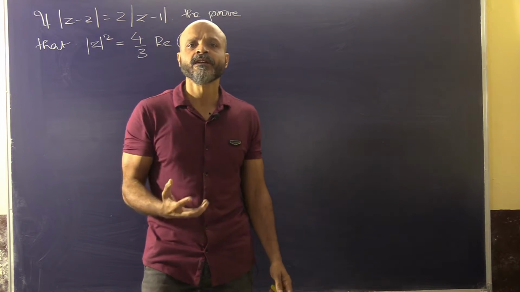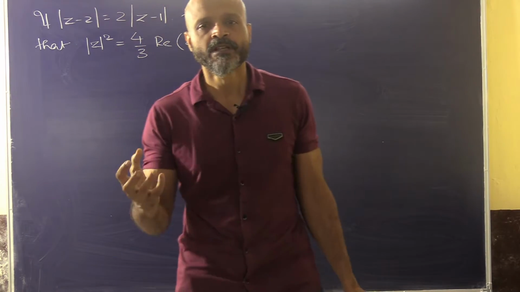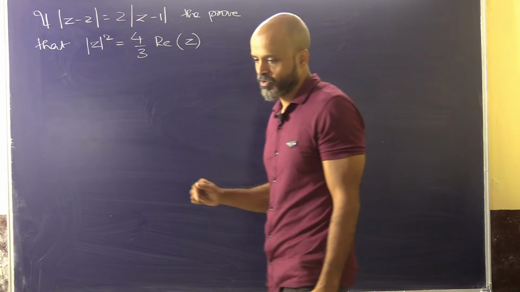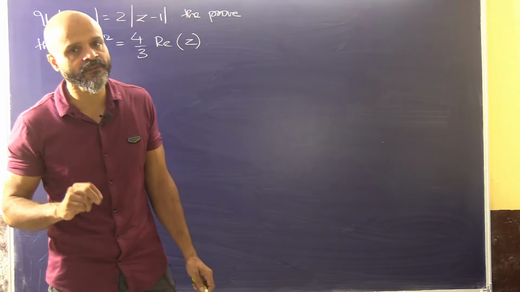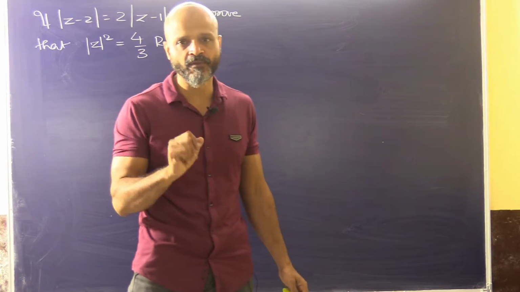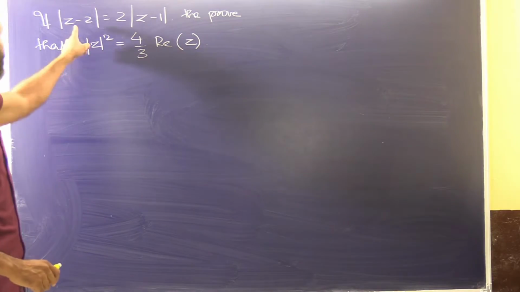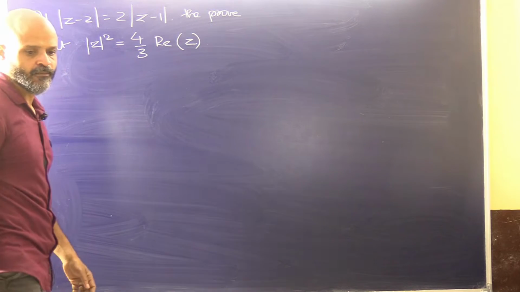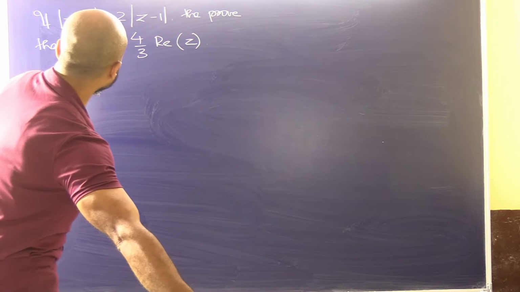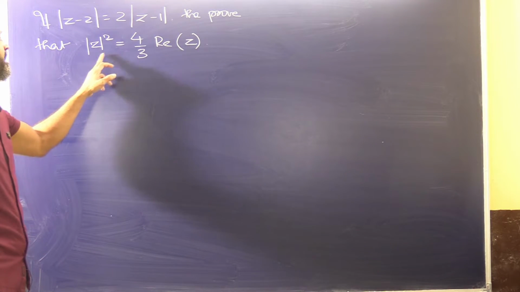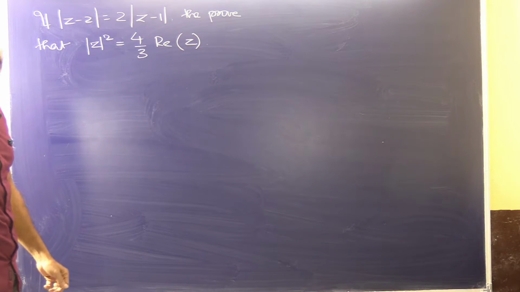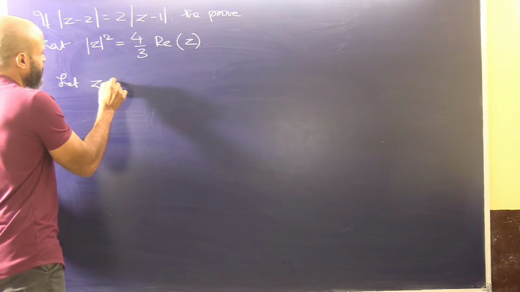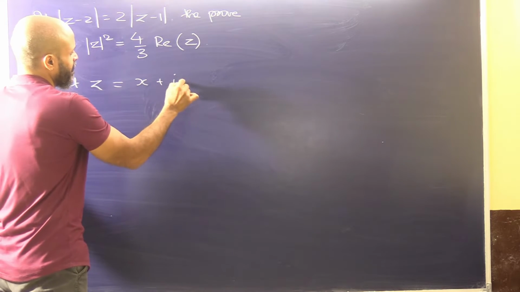All we are doing is trying to solve different types of problems so that your core concepts in the topic are clear. That much investment in terms of time and energy has to be there from your end. All right, so we have |z - 2| = 2|z - 1|, both in mod form. You have to prove that |z|^2 = (4/3) Re(z) for real value of z. So let z = x + iy.